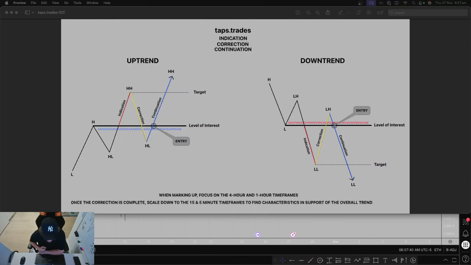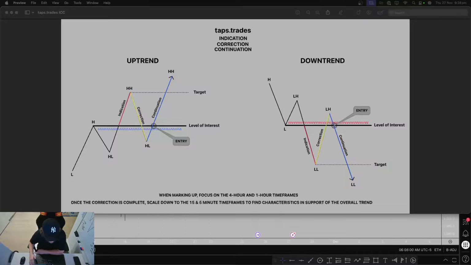But before I do that, I just want to quickly run through the ICC strategy for those that are new. If you are familiar with this strategy, please feel free to skip this section, and you can skip to the area when we're actually talking about what's happened so far. But for those that are new, tune in now.